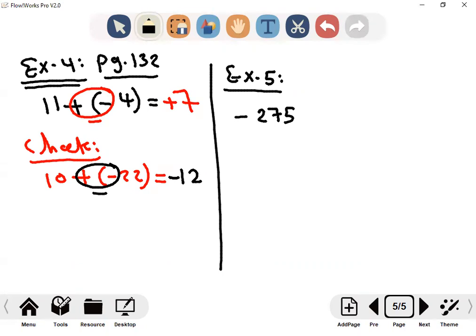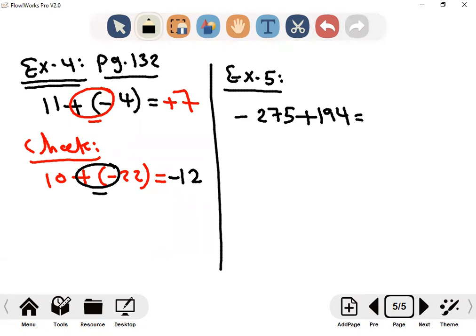Then, after 10 minutes, it rose. Rose means goes where? Up. How much? 194 plus. Why plus? Rose. Rose means goes up, not down. Got it? How much? They want the depth now.